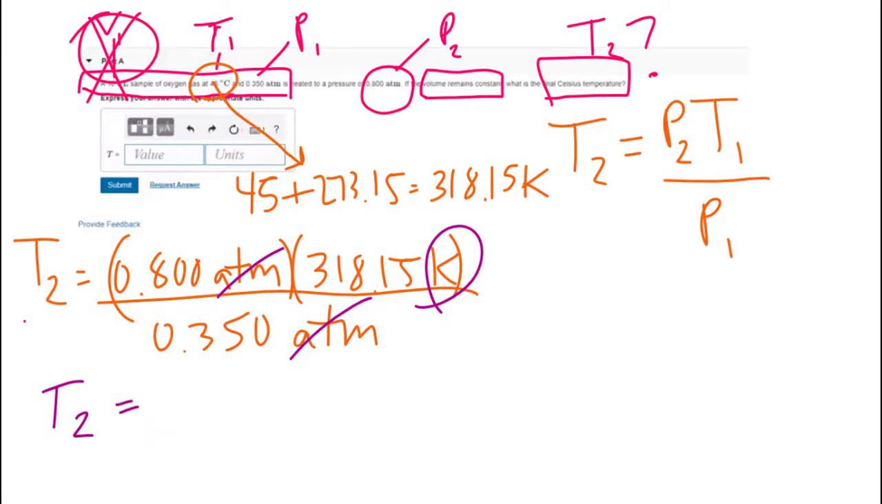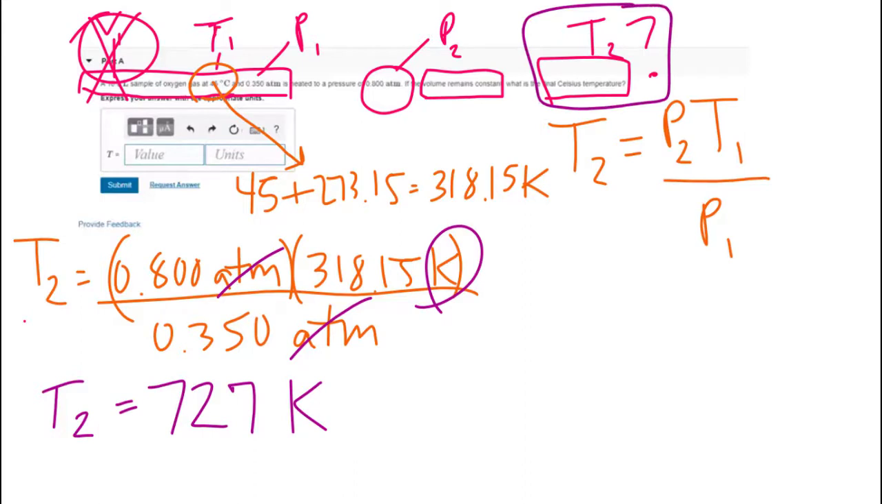So my second temperature should be 727 Kelvin, which is great. But I got to look at this question one last time, and it says, what's its Celsius temperature? So let's just convert from Kelvin back to Celsius. So I just need to minus 273.15.